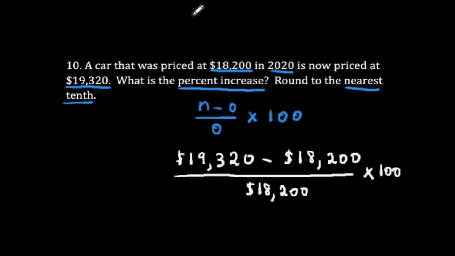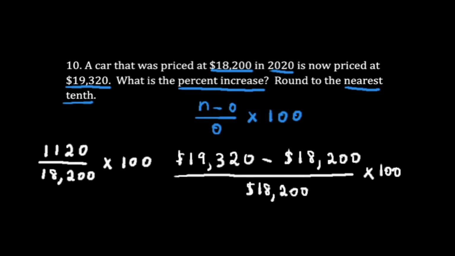Okay, so first things first, we're going to subtract the two values in the top here. So when we do that, we come up with a value of 1,120. So I'll just place that over here. And that's over 18,200, multiplied by 100. So we're going to divide 1,120 by 18,200.